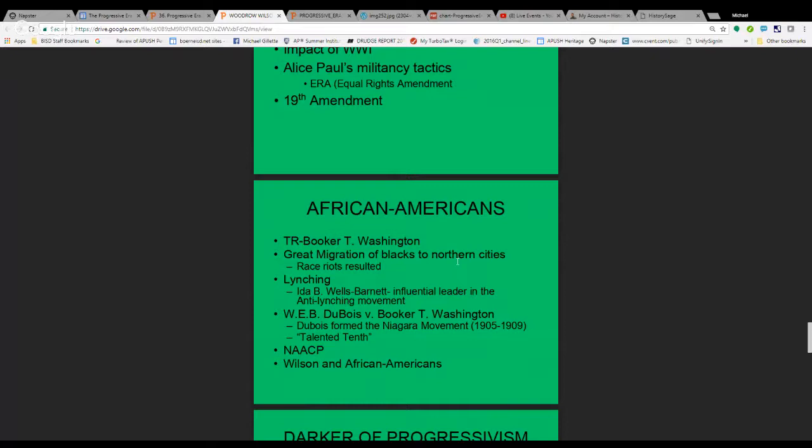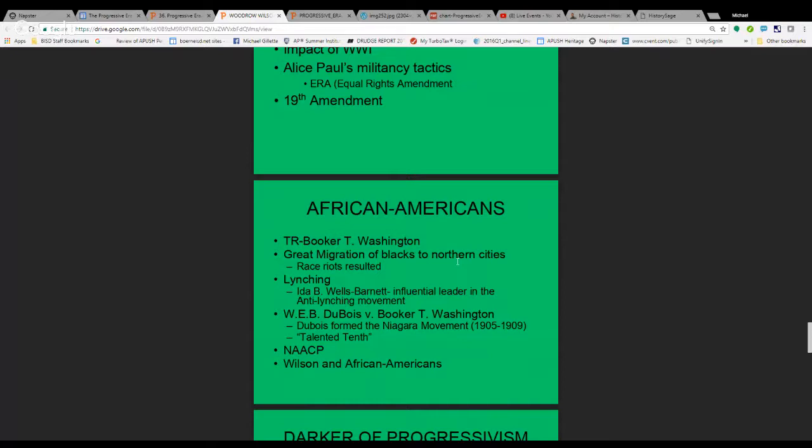And so there's a number of people I want you to be familiar with. One is Ida B. Wells, who became an influential leader in pushing for laws to increase the penalties of lynching. And so anti-lynching laws will actually appear on Woodrow Wilson's desk, only to find that those laws will be vetoed by President Wilson.